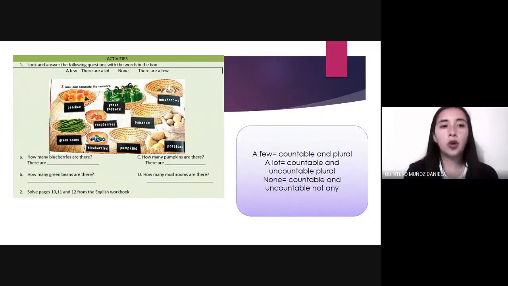With the words a few, there are a lot, none, and there are a few, you have to complete the exercise A, B, C, and D. For example, A, how many blueberries are there? There are a few. ¿Cuántas moras azules hay? Hay pocas. And that's the way that you have to complete B, C, and D.